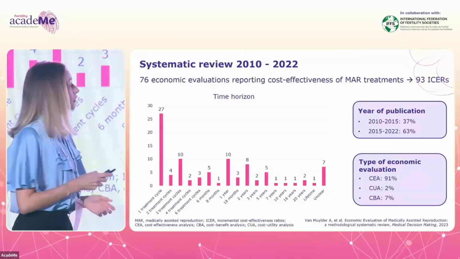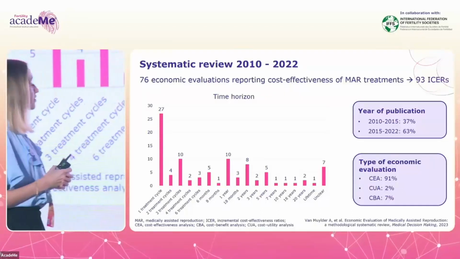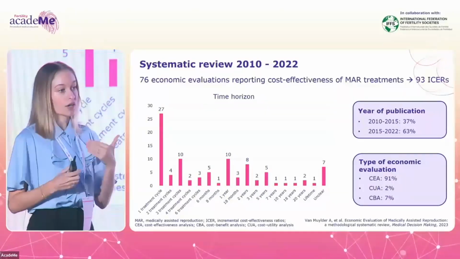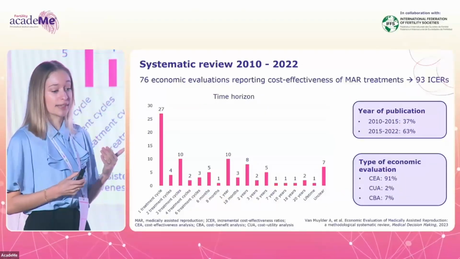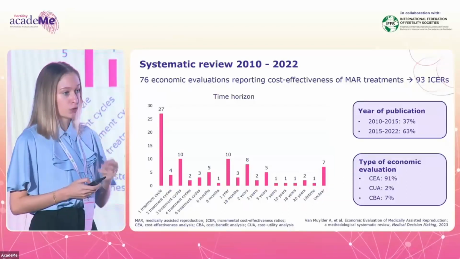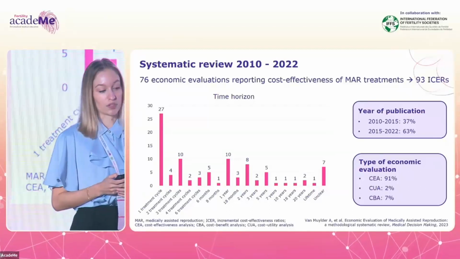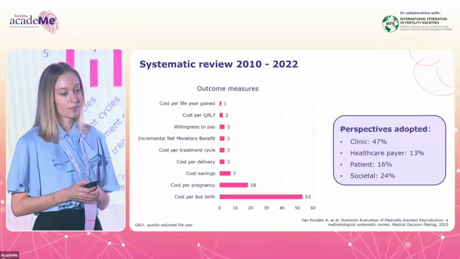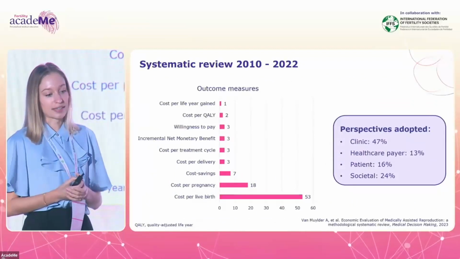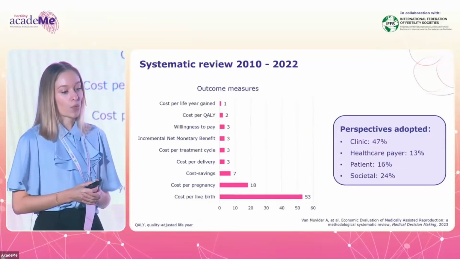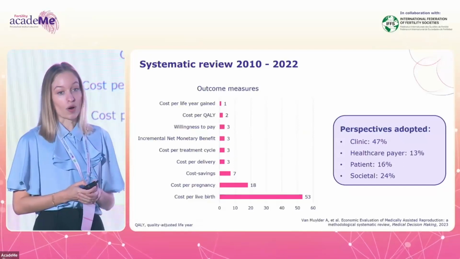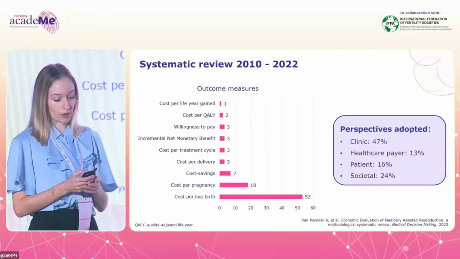On the left side of this graph, you see the time horizon. That is the period over which costs and outcomes are counted in an economic evaluation. You can see that there is a large variety of time horizons, but most of them were very short, with one treatment cycle mostly adopted. The most used perspective was that of the clinic, so of fertility clinics, and the most calculated outcome was a cost per live birth, followed by a cost per pregnancy, and you can see that only 2 of them calculated a cost per quality.